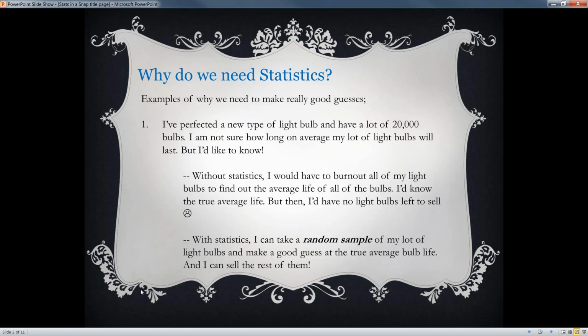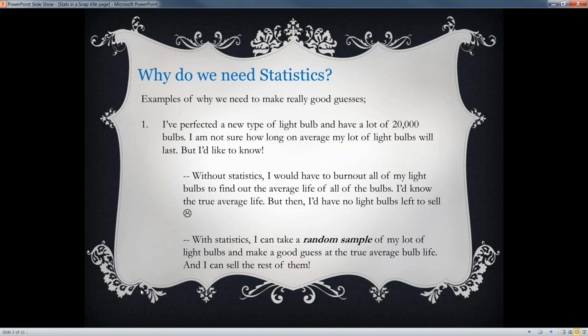Here are some reasons that we need statistics, and the reason why you don't want to look at everything in a population. Say your population is a lot of light bulbs. Say you have one big lot of 20,000 light bulbs, and you want to know the average life of those light bulbs. Well, you can't destroy them all, because if you do, you'll have none to sell, right?